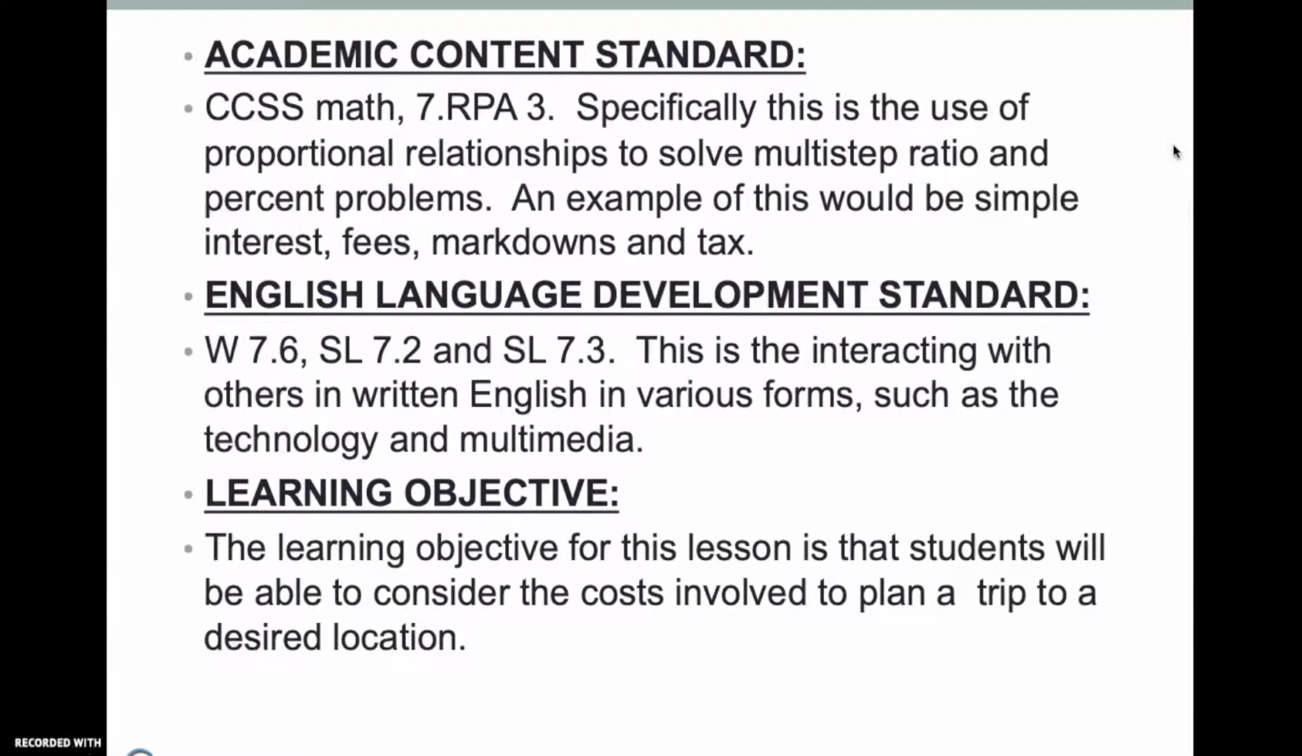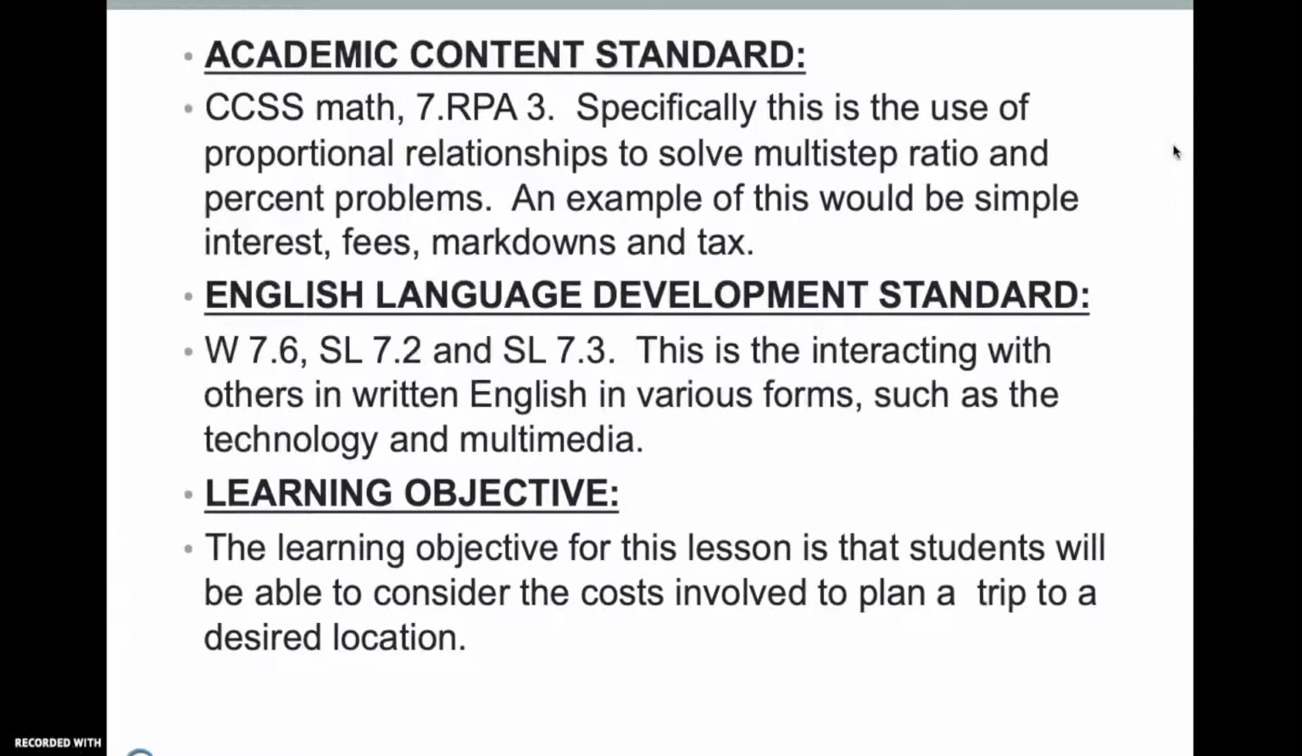The lesson that I will be demonstrating today is a math and English language development lesson for the 7th grade level. The academic content standard addressed in this lesson is Math 7 RPA 3. Specifically, this is the use of proportional relationships to solve multi-step ratio and percentage problems. An example of this would be simple interest, fees, markdowns, and taxes.